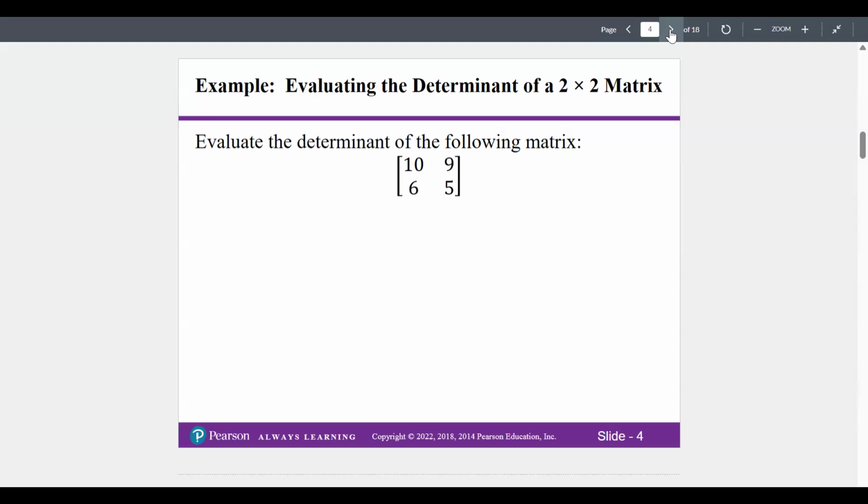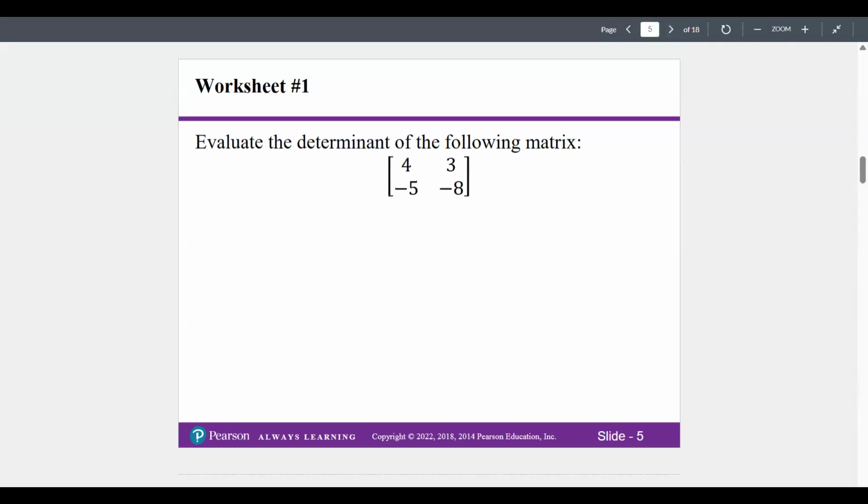So try on your own the determinant. Don't do what I did. Remember that for your determinant, straight line, 4, 3, minus 5, minus 8. You can't write equals a1 b2 minus a2 b1 here because this isn't the determinant. This is just the matrix. So we're going to make sure we write the determinant with the straight line.